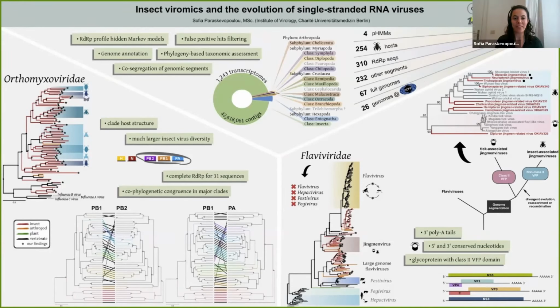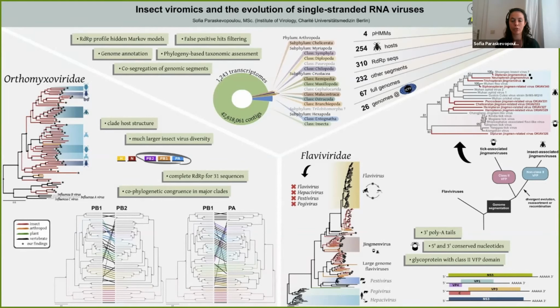Hi everyone. I'm Sophia from the Charité Institute of Virology in Berlin, and I will present data on insect virus discovery and the evolution of single-stranded RNA viruses. Current knowledge is mainly based on viruses infecting humans and animals, but recent studies showed that a much larger virus diversity exists in insects. However, because mostly blood-feeding insects are in focus, we aim to examine virus diversity in the insect organismic group as a whole. For this purpose, we collaborated with the OneKite project, where over 1,000 insect transcriptomes were sequenced.